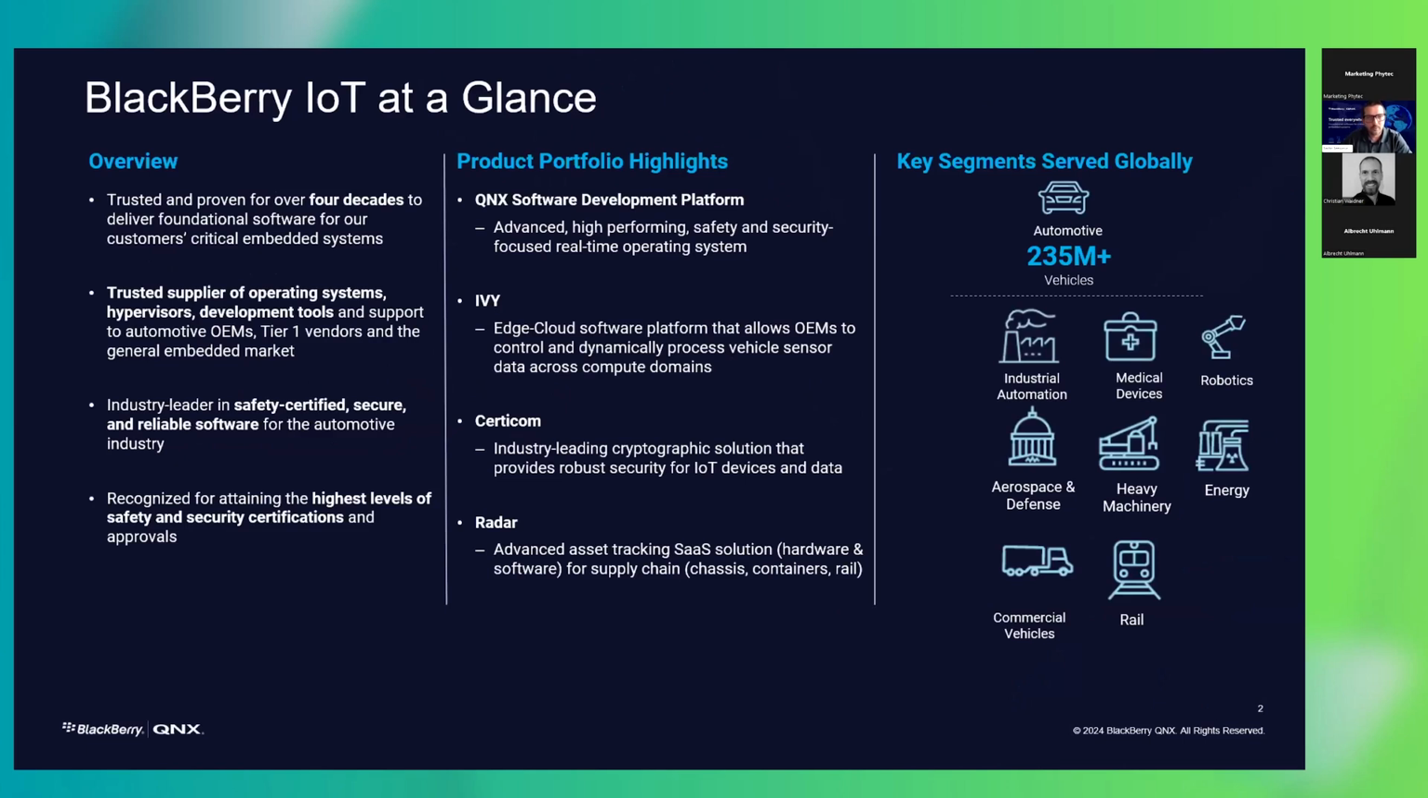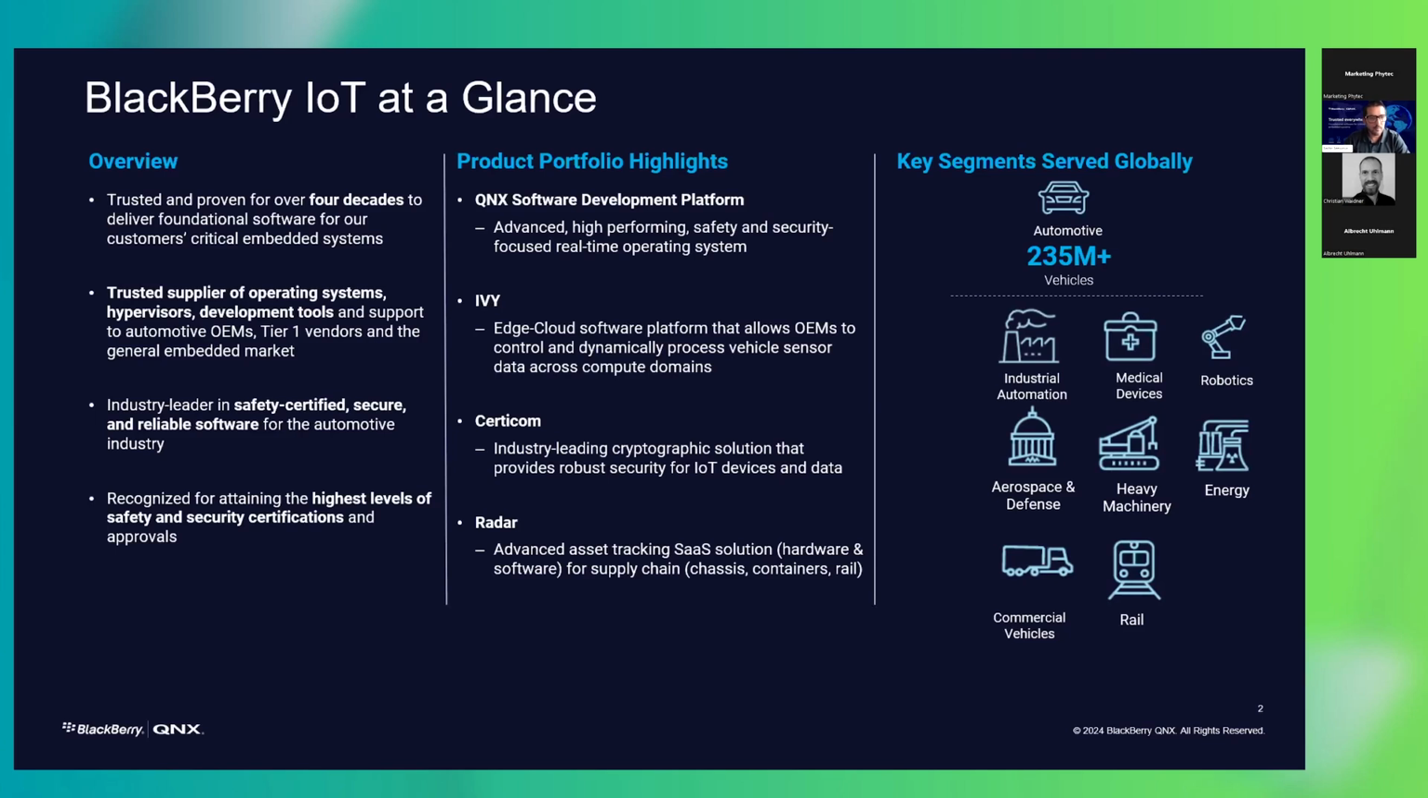QNX is part of the BlackBerry organization, hence why you hear BlackBerry QNX. And within BlackBerry, you have two key business units, the cybersecurity and IoT. I will not be talking about our cyber side of the business today, but focusing primarily on QNX in our IoT business unit. Within this division, we have multiple product lines, including the QNX real-time operating system and the hypervisor, both being safety certified, which we will present in the next few slides. That's the foundation for the development of reliable, scalable, safe, and secure embedded systems.